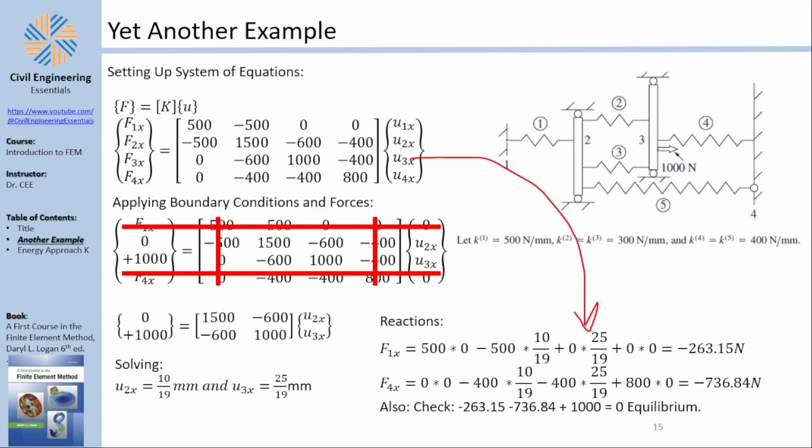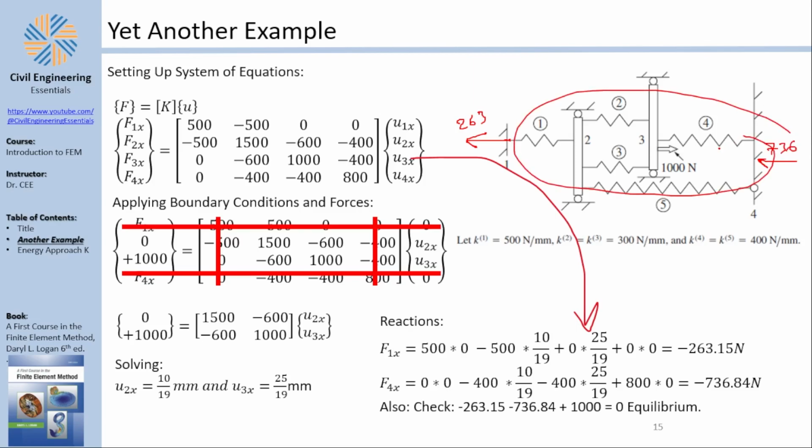Because the reaction at 1 is negative 263, it goes to the left, 263. And the reaction on 4 is 736, so it goes to the left. Of course, if you add them all together, you get 0.